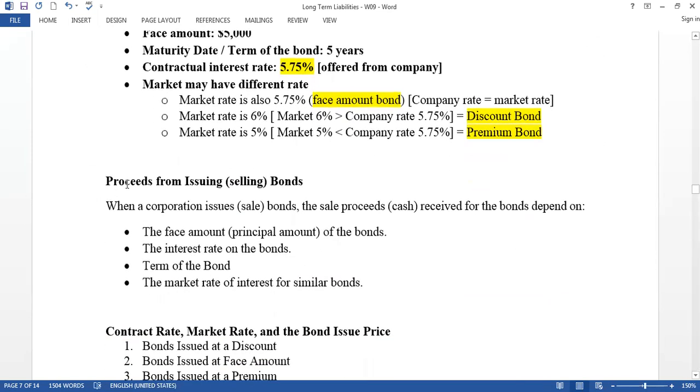Now, proceeds from issuing or selling a bond. Now we are going to see some journal entries and calculations, how to record it when a company would like to sell a bond or issue a bond. When a corporation issues or sells a bond, the sales price is the cash you are going to receive.